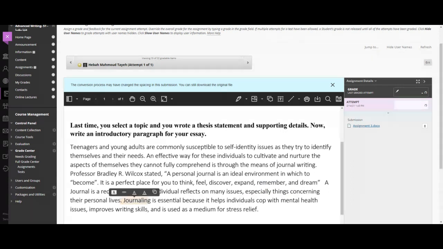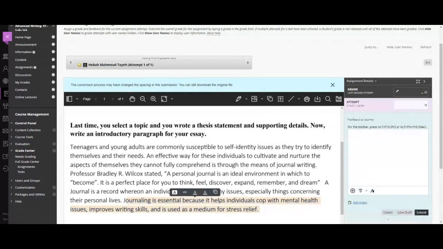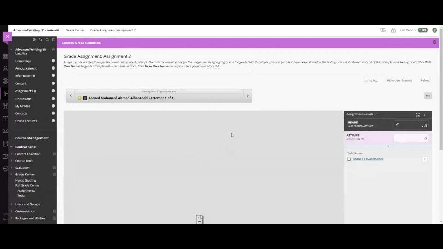Journaling is essential because it helps individuals cope with mental health issues, improves writing skills, and is used as a medium for stress relief. Excellent. And your thesis statement is acceptable because it's direct. By the way, your introduction is excellent, but you should reorder your ideas, right? You should start with the quotation.